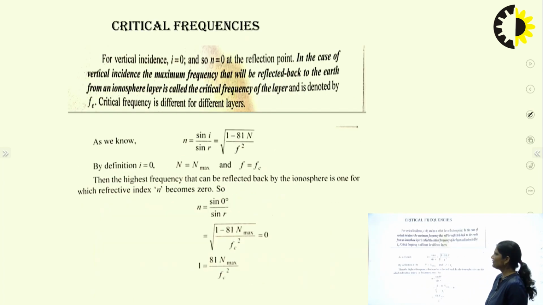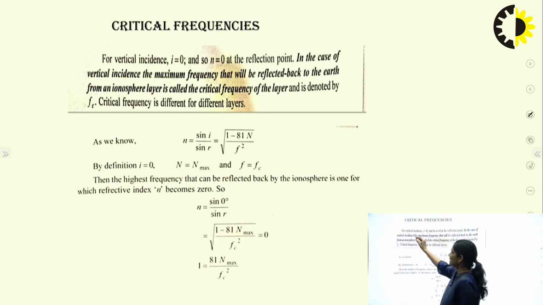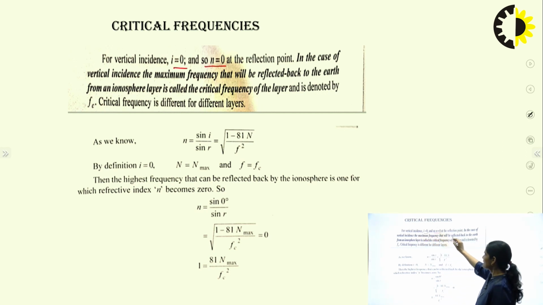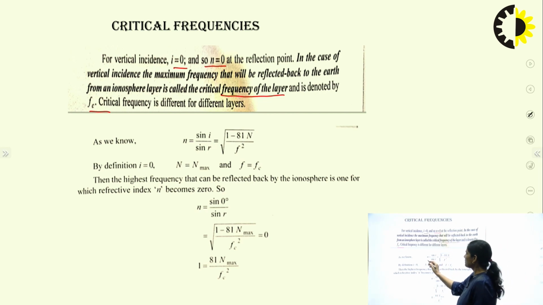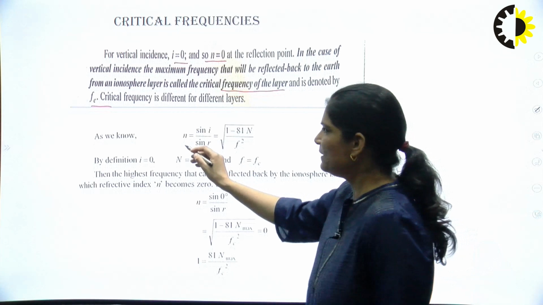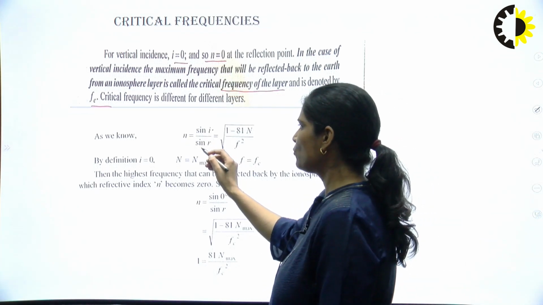Now, critical frequency. For vertical incidence, the angle of incidence i is equal to 0 at the reflection point. In the case of vertical incidence, the maximum frequency that will be reflected back to the earth from an ionosphere is known as the critical frequency of the layer, and it is denoted by Fc. Critical frequency is different for different layers. And as we have done previously, n is equal to sin i upon sin r.